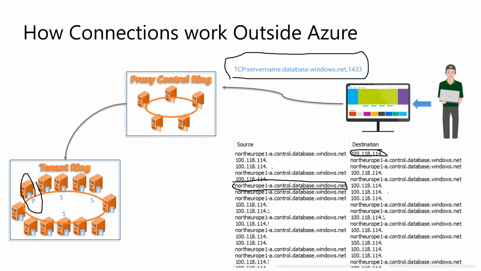But when you are working inside of Azure, the connection will use two ports. First, the port 1433, and the second one will be the port that the proxy sends to the client application, in the range of 11,000 until 12,000, something like this. We are going to explain later the different things that you need to be aware of about these ports.